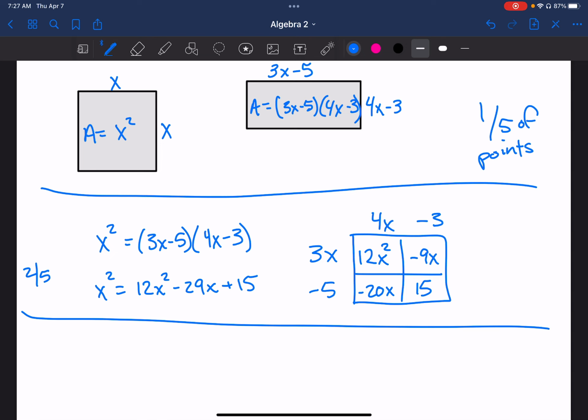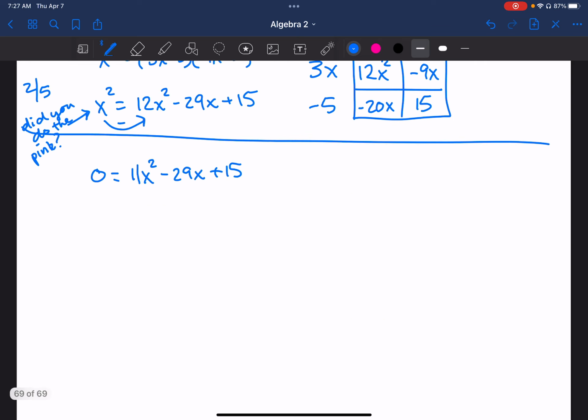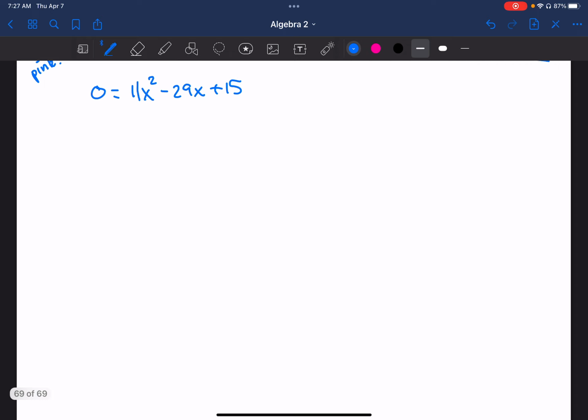You're almost to the point. You're right here. This is now asking, did you do the pink sheet? So we need to take and move this thing over with subtraction. So we get that 0 equals 11x squared minus 29x plus 15. So from here, I'm going to leave this up to you. This is up to you to figure out the rest. You should have the skills to do this.